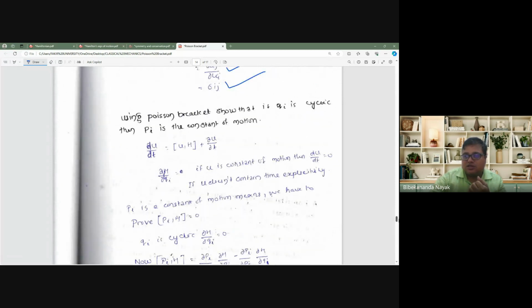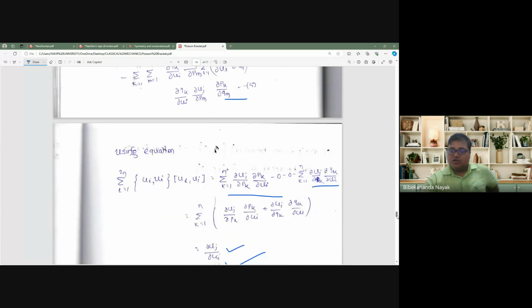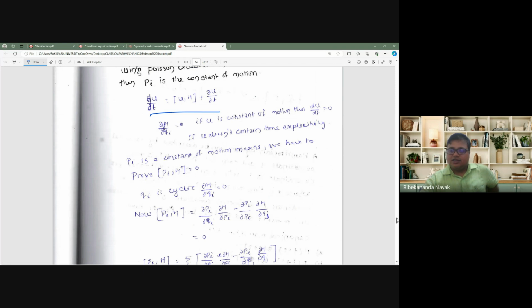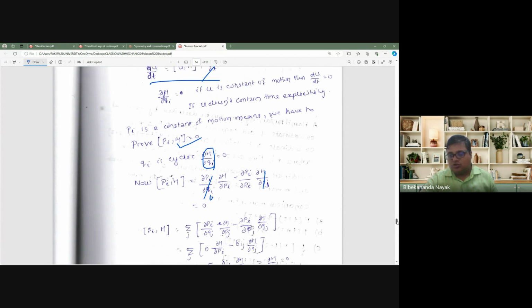Another is using Poisson bracket to show that if Qi is cyclic, then Pi is a constant of motion. From Poisson bracket notation, we know that du by dt is equal to this. If u is a constant of motion, du by dt is 0, if u does not contain time explicitly. Then Pi is a constant of motion means this Poisson bracket is 0. If Qi is cyclic, it means Qi does not appear in the Hamiltonian, del H by del Q is 0. So by definition, you put del H by del Q as 0, this term is 0, and here del H by del Pi times del Pi by del Q is 0, so the whole thing is 0. Similarly, Pi dot is 0.